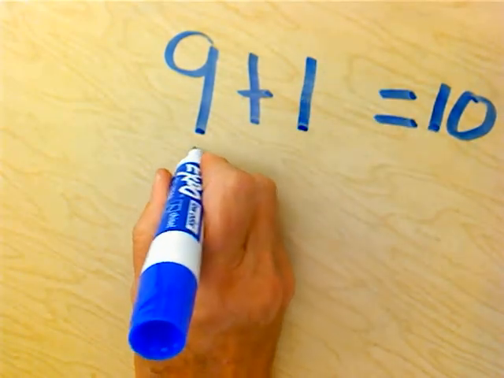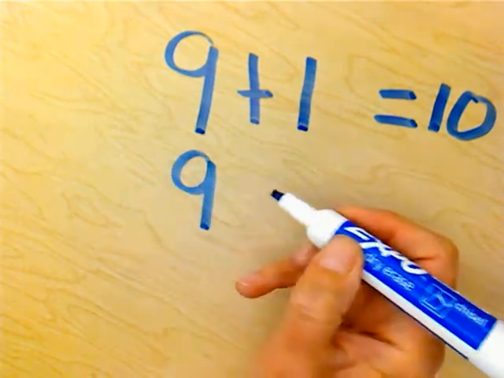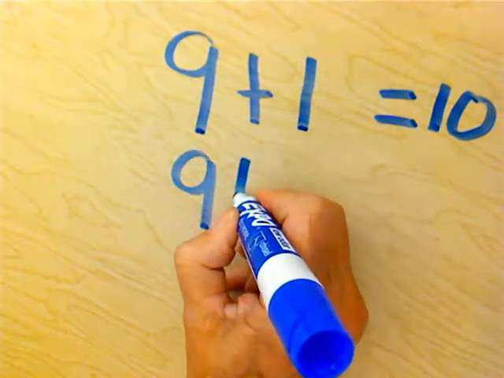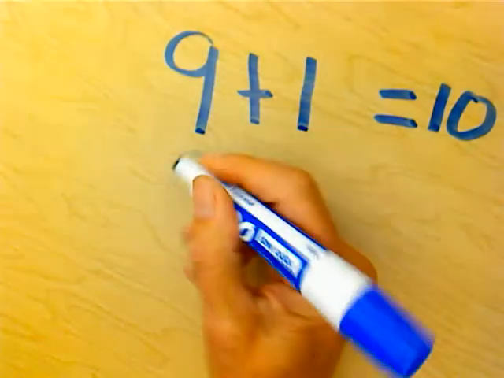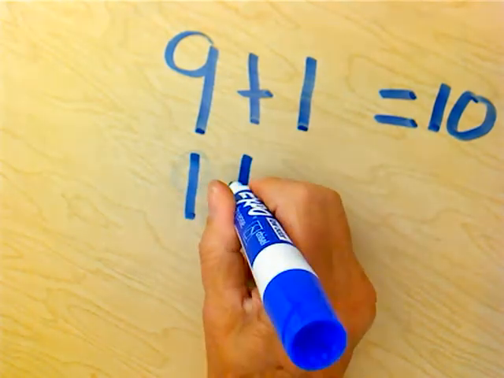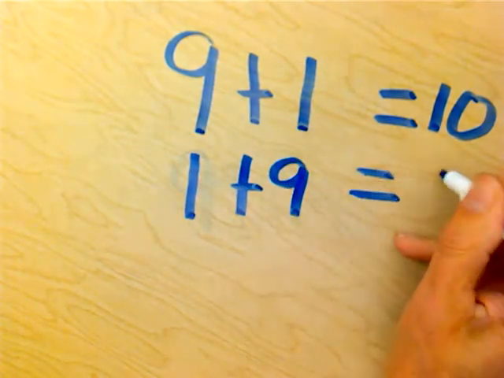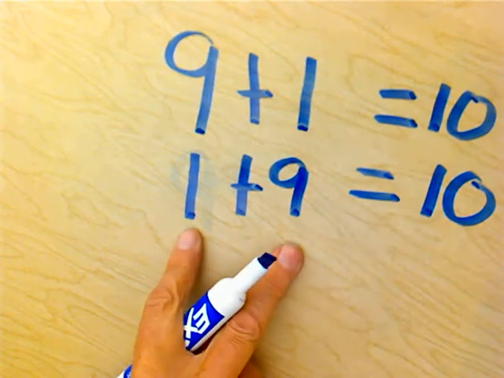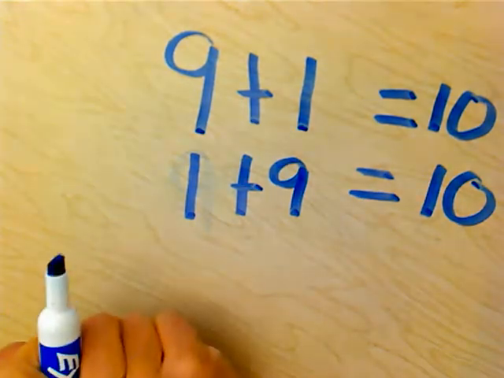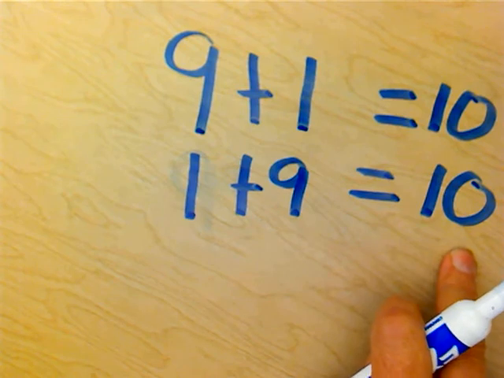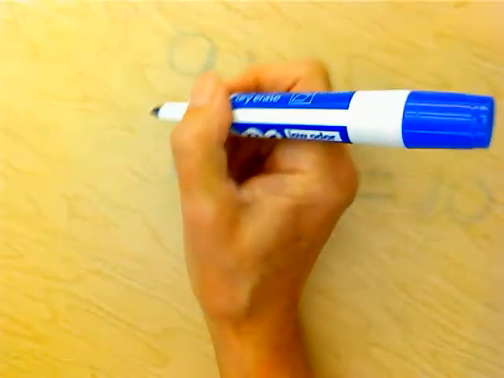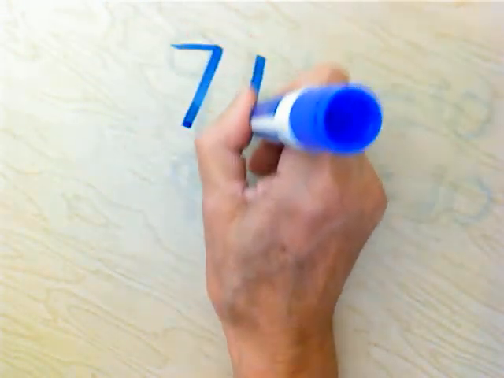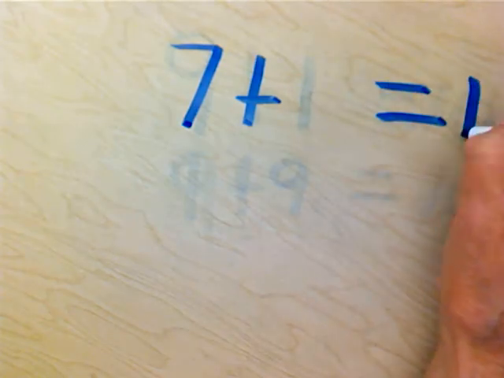Could I also do the opposite, which would be the commutative property? Oops, I just about didn't do the commutative property there. Let's do the commutative property of addition, and 1 plus 9 would also equal 10. It doesn't matter the order that the addends are in, it would still have the same value or sum, which would be 10. Let's try another one. Remember, we're going to make tens. Here we go. Let's do 7 plus something equals 10.